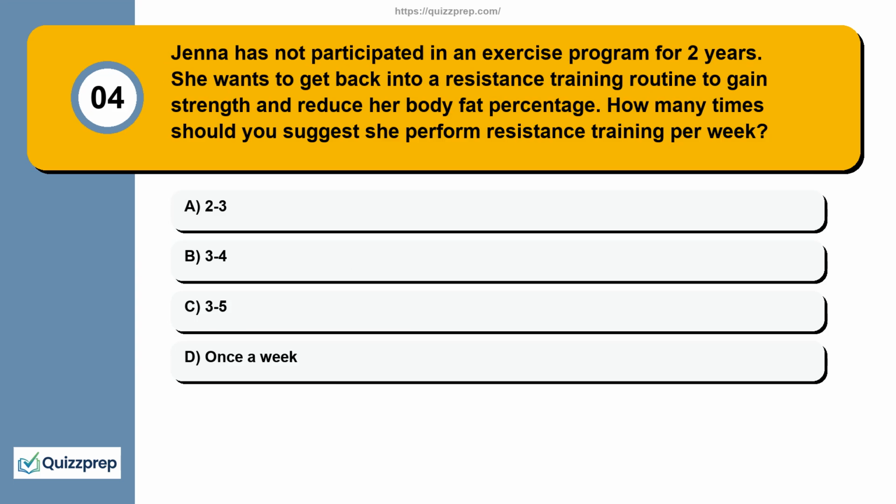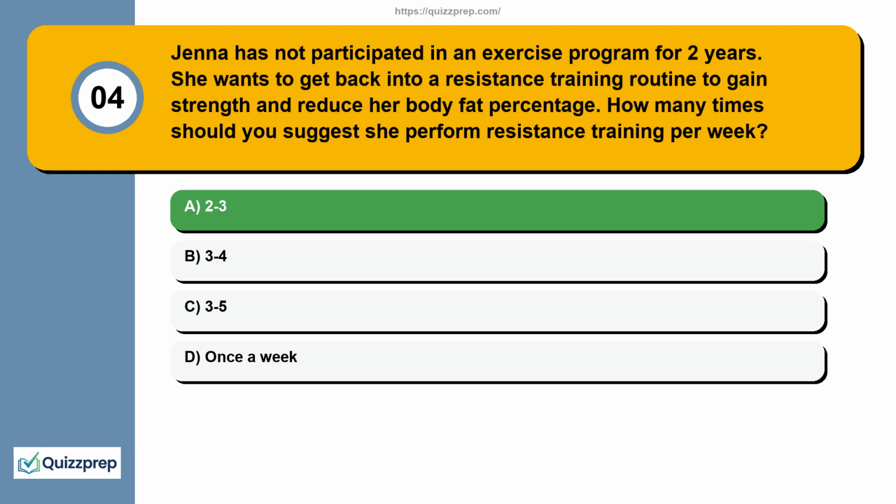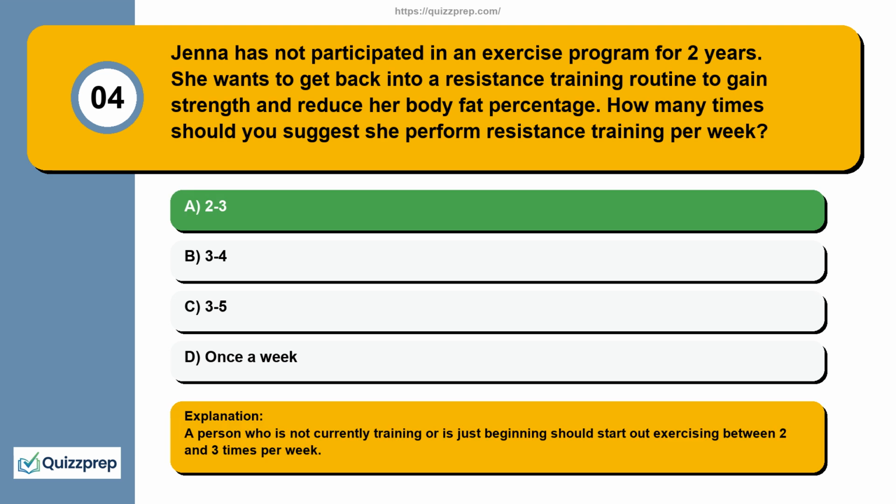Question 4. Jenna has not participated in an exercise program for 2 years. She wants to get back into a resistance training routine to gain strength and reduce her body fat percentage. How many times should you suggest she perform resistance training per week? 2 to 3, 3 to 4, 3 to 5, once a week. A person who is not currently training or is just beginning should start out exercising between 2 and 3 times per week.